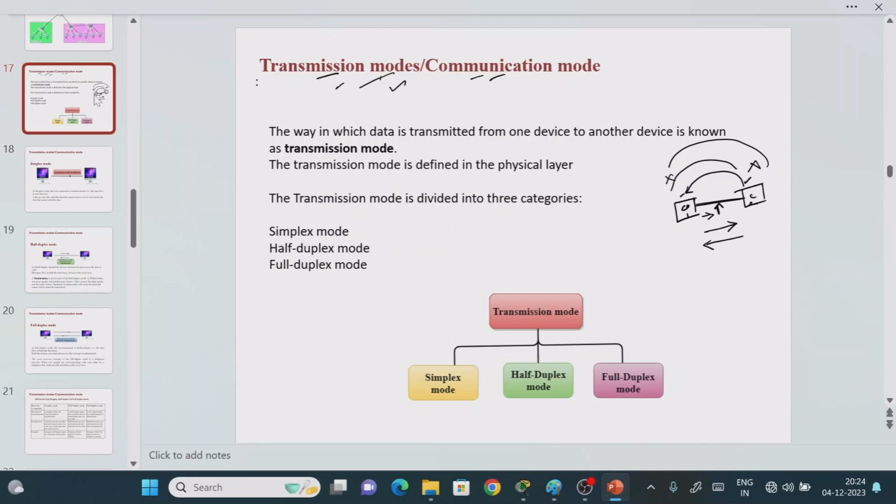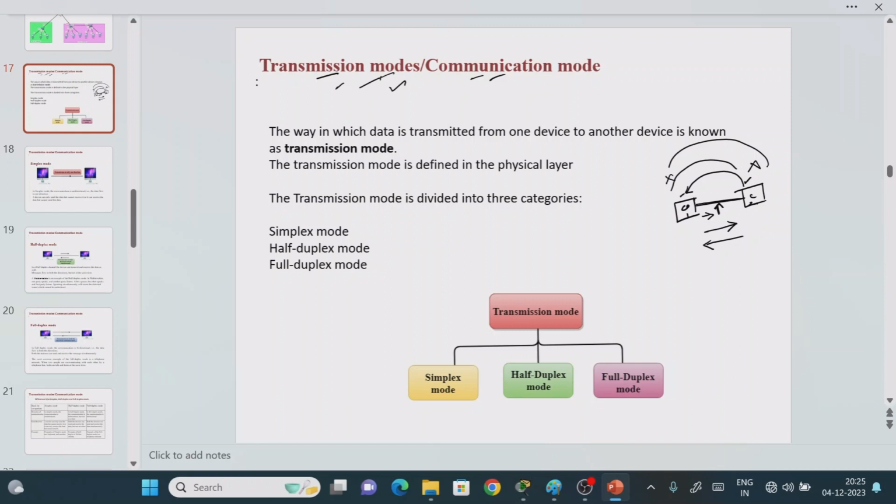So just read the statement. What is the meaning of this? The way in which data is transmitted from one device to another device is known as the transmission mode, right? The transmission mode is defined in the physical layer. Later on we will see the meaning of the physical layer, after starting the OSI model architecture.